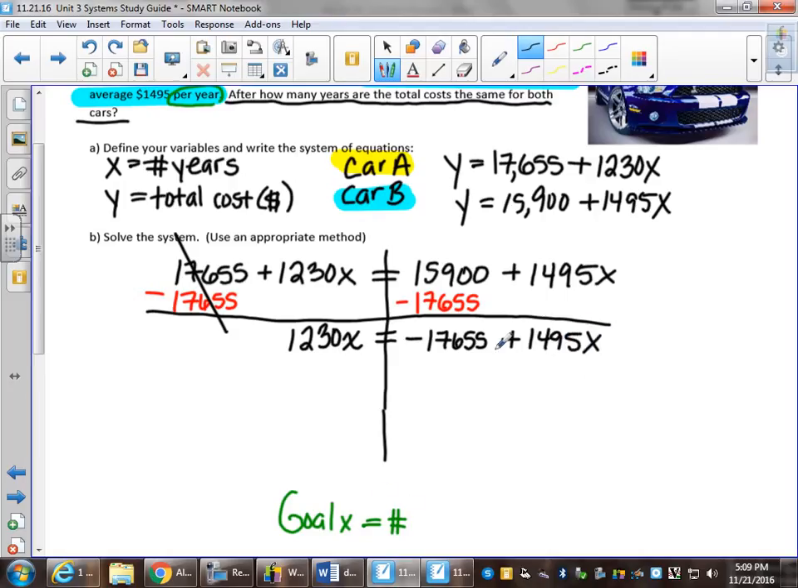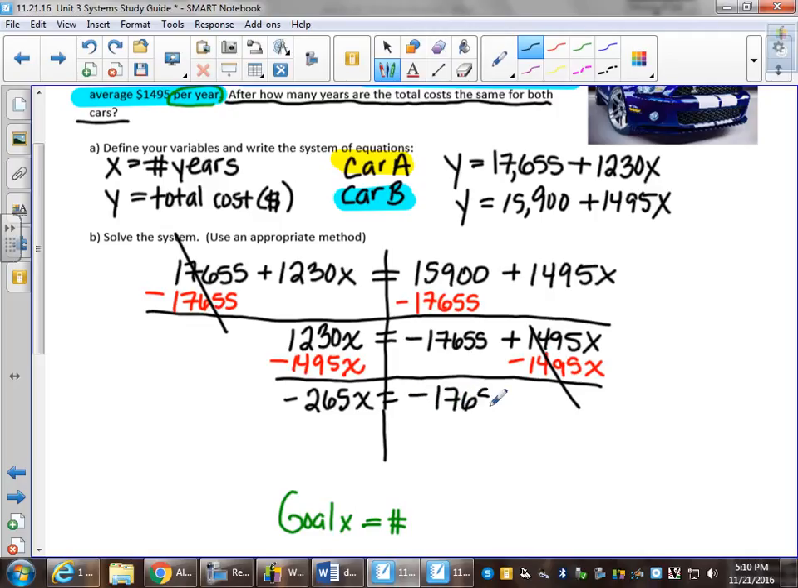On this side, I just want numbers. So this bad boy over here with the x can't stay. Subtract it over. Minus 1495x minus 1495x. Line all the way across. That's gone. On the left, 1230x minus 1495x is negative 265x equals... divide by negative 265, divide by negative 265. I got x equals 7.